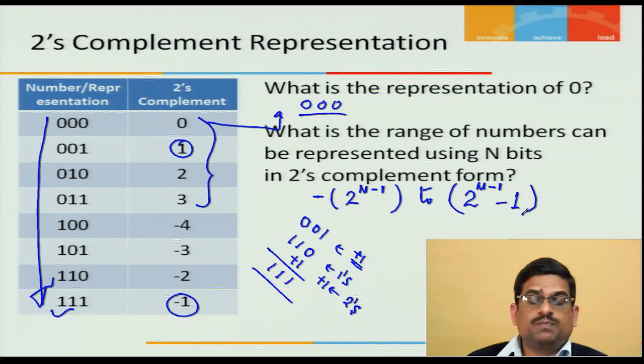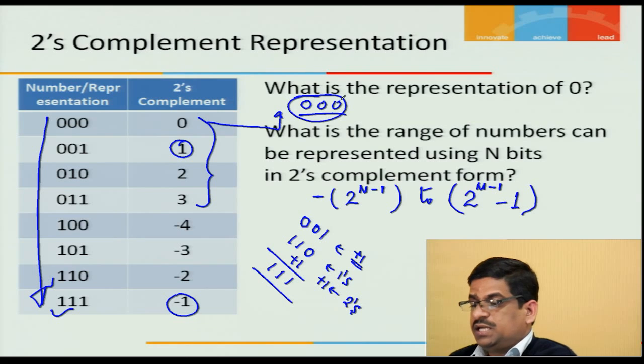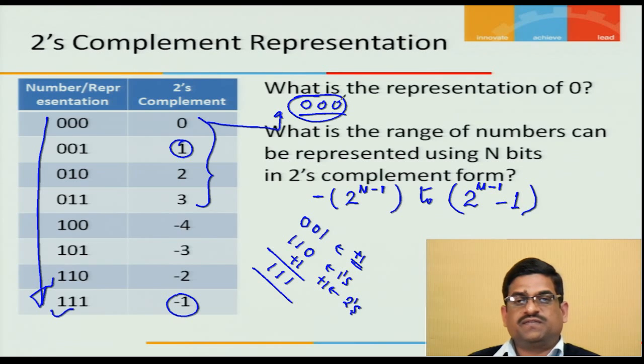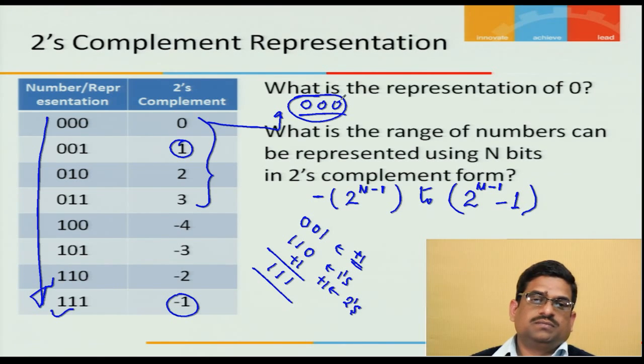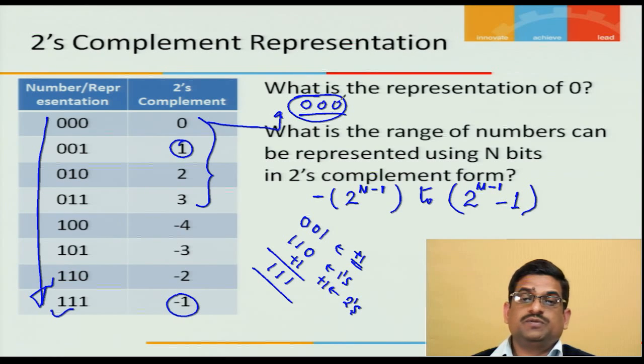So minus 8 to plus 7, how many combinations? Minus 8: total 8 numbers I represent in negative, plus 7: 7 positive numbers. So 8 plus 7 is 15, and one combination is used for the 0. In case of 4 bits, this will be 4 zeros. So in total there are 16 combinations. Half are used for positive, half are used for negative, but exactly half will not be there in the case of positive, because one representation is used for the 0.